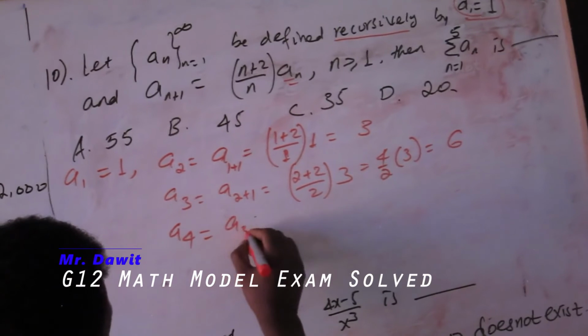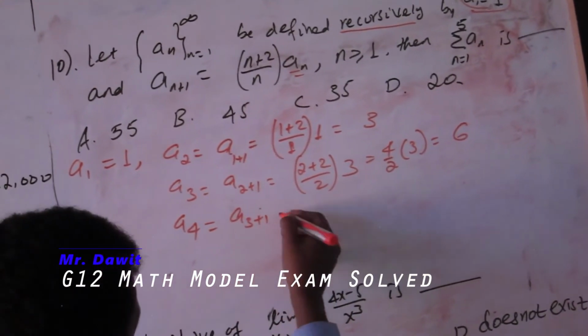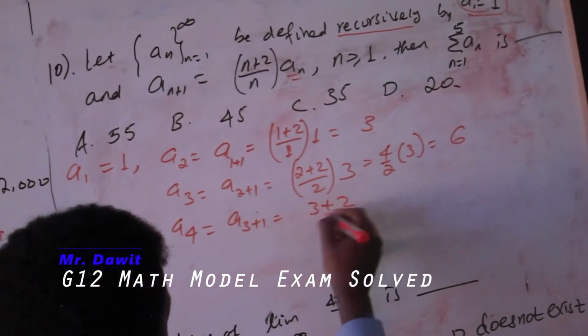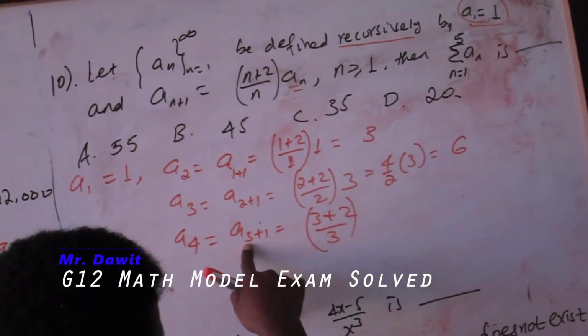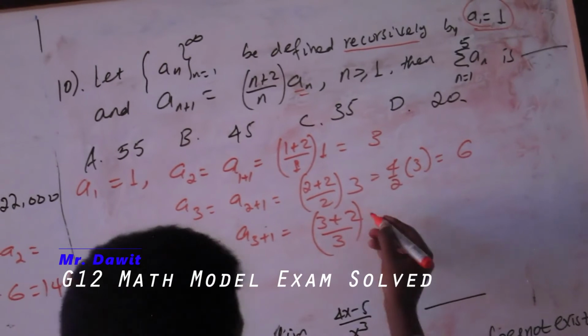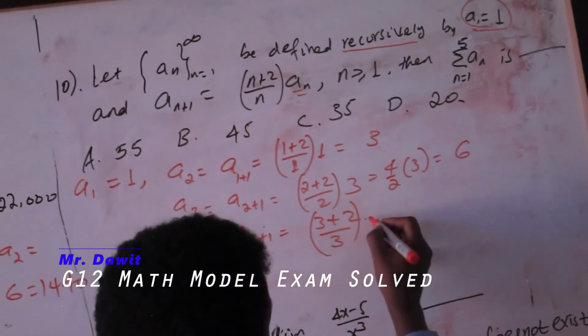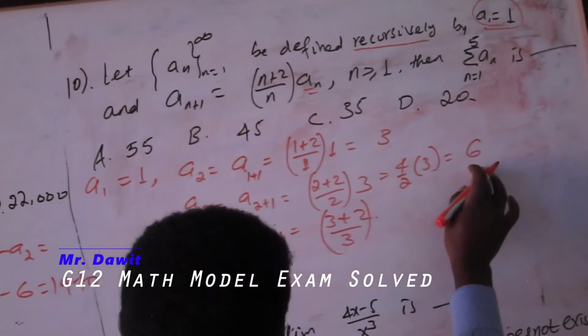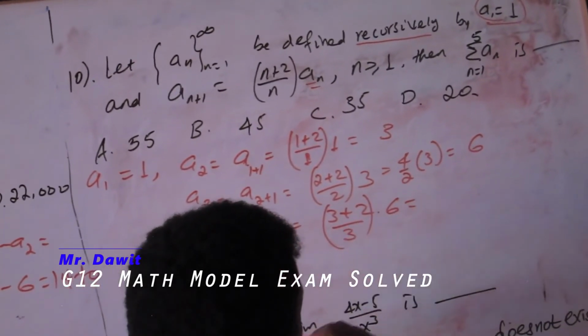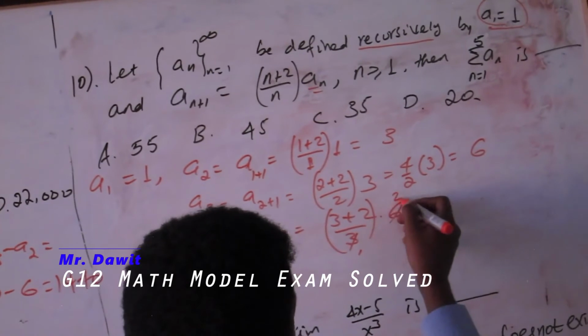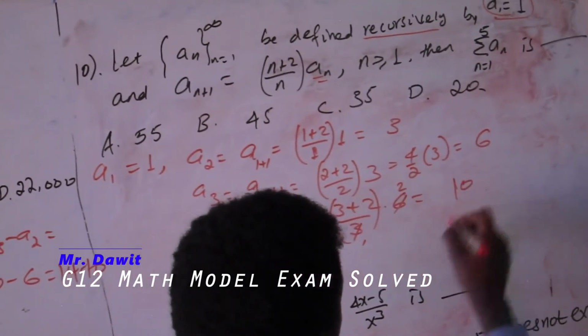A4 means a of 3 plus 1, which is 3 plus 2 over 3, because 3 refers to this number, a3, or n value. So this times the an, which is 6, because a3 we have already found. So 3 plus 2 over 3 times 6, which is equivalent to what?